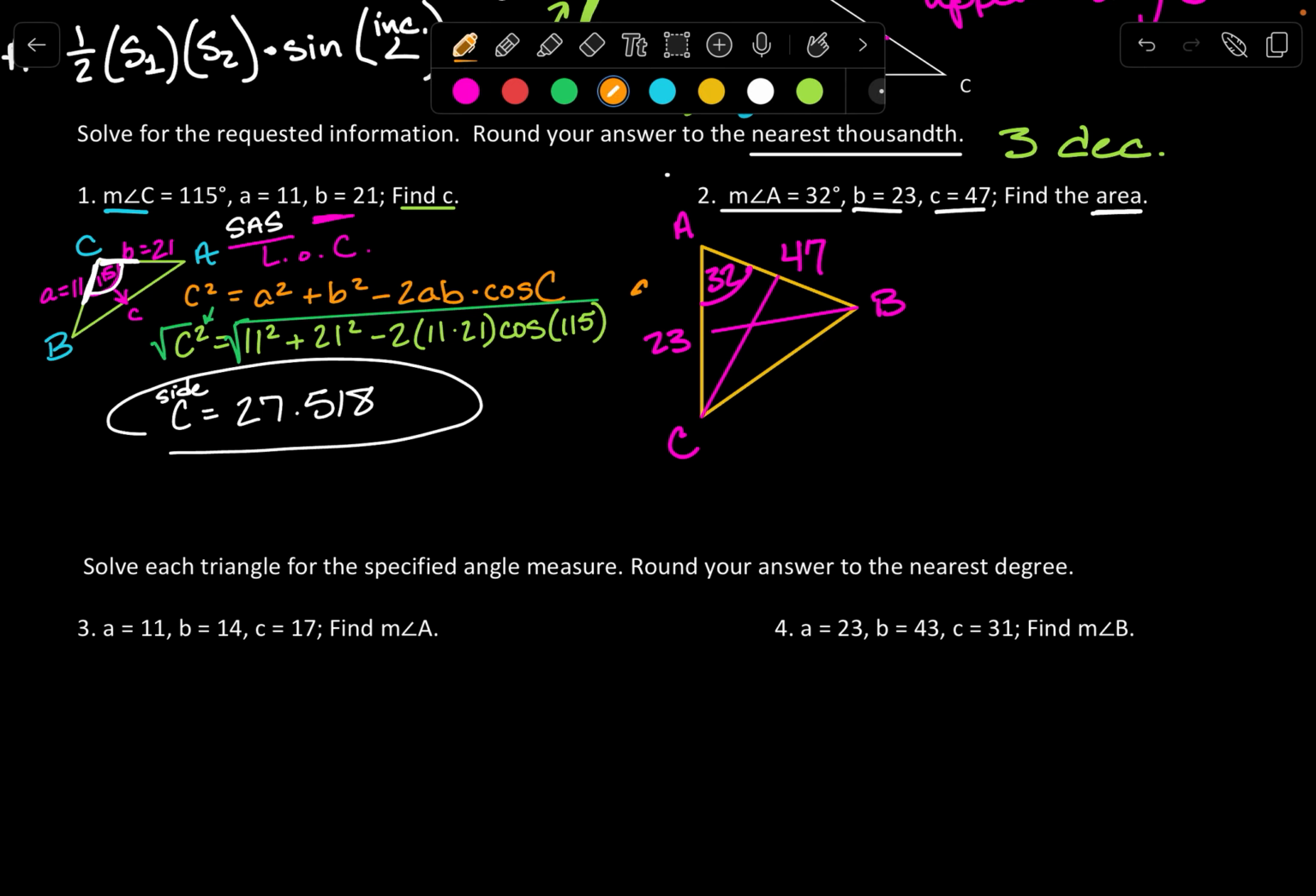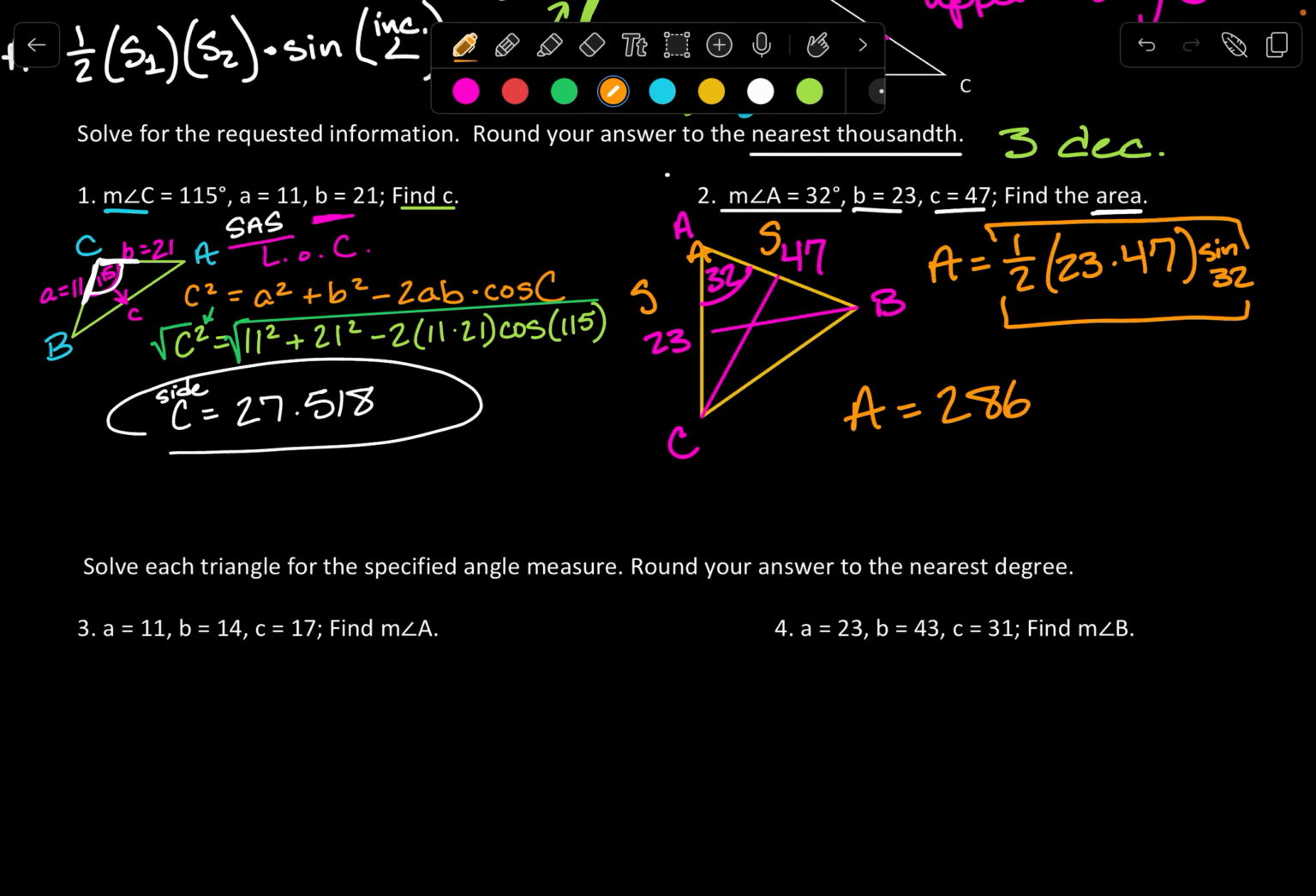Again, this is a side angle side, so we can use our area formula. We just need to plug in what we know. Side 1 is 23, side 2 is 47, and then we're going to multiply that by the sine of 32. And so again, you can plug this directly into your calculator, and you should get that the area of this triangle is 286.421. They didn't give us units, so you would just say units squared, because area is all about square units and space covered.